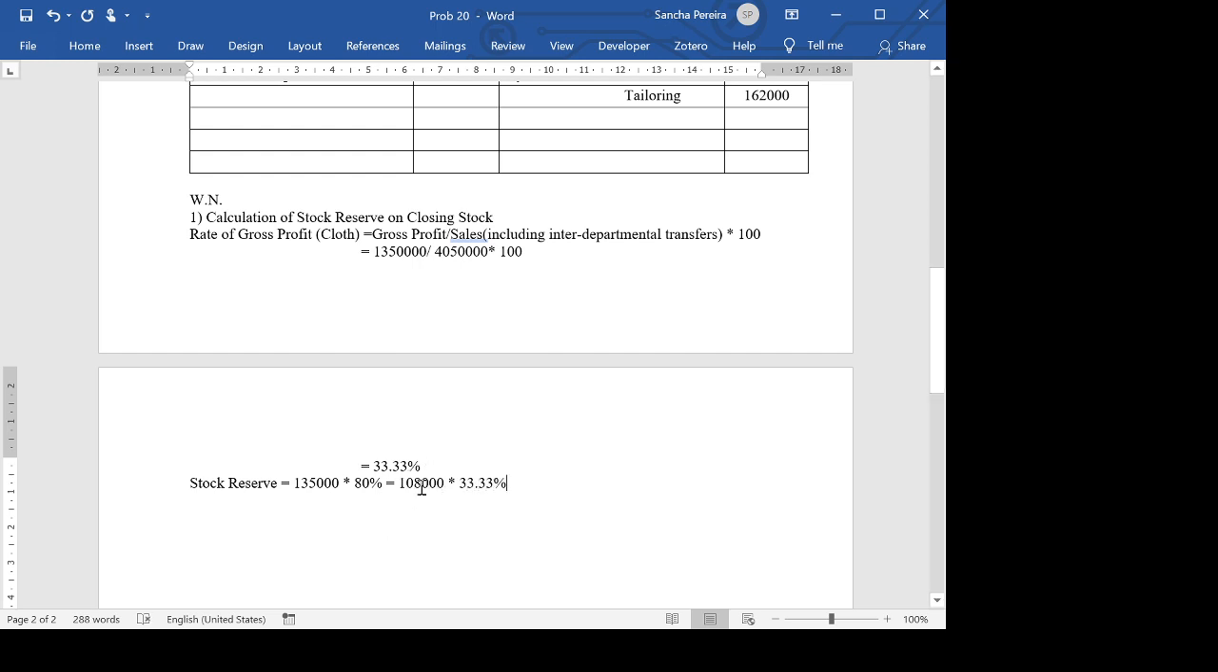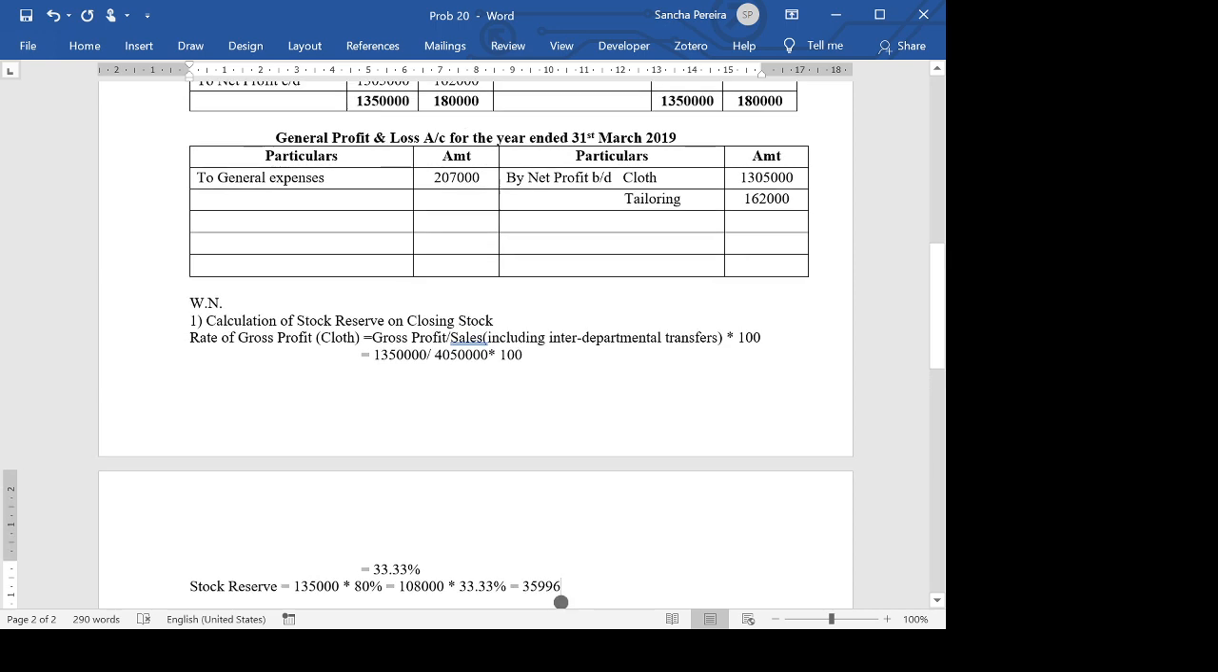That 1,08,000 you multiply with your percentage, that's 33.33%. This 1,08,000 is the stock that has come from cloth, in the total stock, and it is valued at selling price. Selling price means that there's an element of profit, that's 33.33%. So we need to know what that element of profit is, and if you do that calculation, you will get 1,08,000 into 33.33% into 35, which gives 35,996.4. So 35,996.